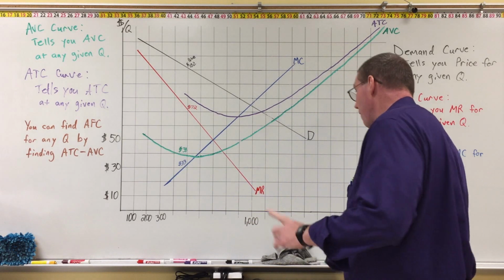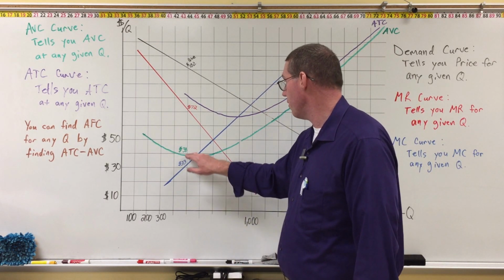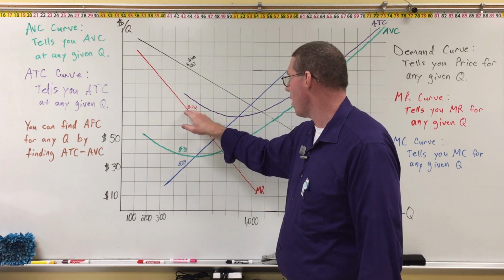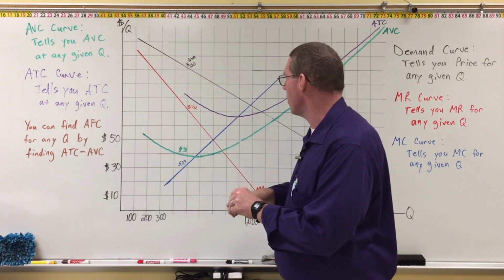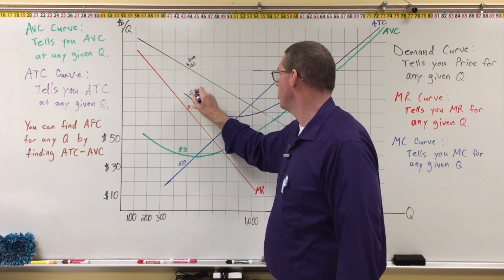Now let's identify the average total cost. So at 500, we're going to go 10, 20, 30, 40, 50, 60, 70, little more than 80 there. Let's say 82.